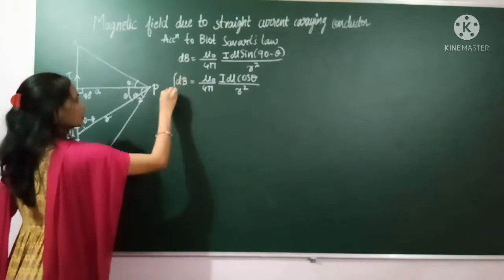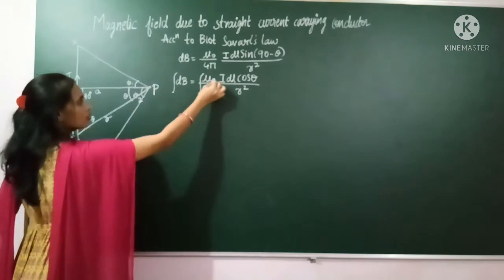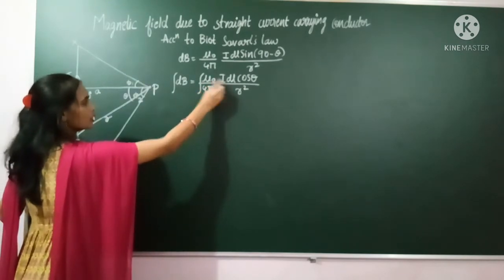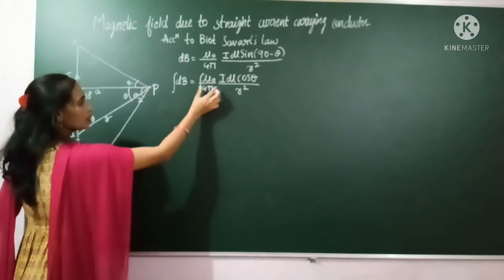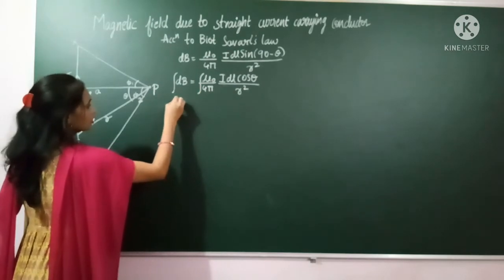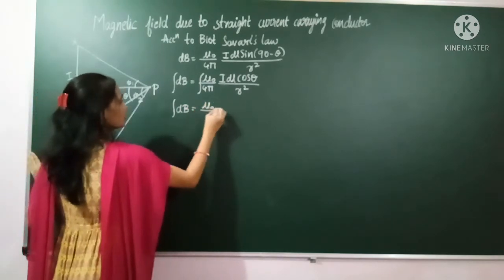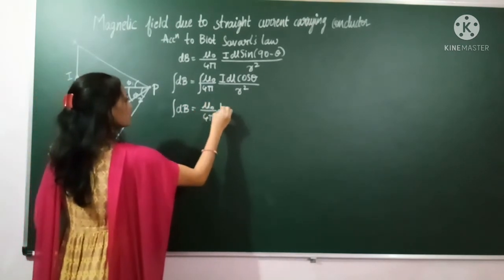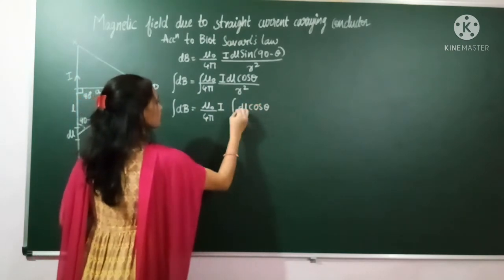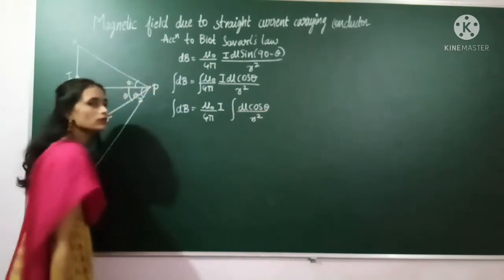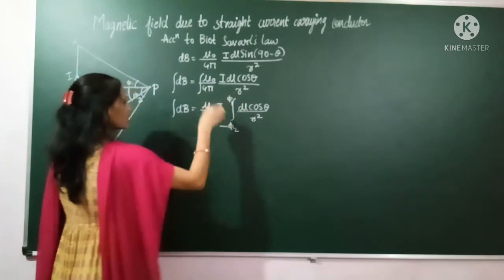So we will apply integration on both sides. Now when we are integrating, mu naught by 4 pi is constant and the current flowing in this wire is also constant. All these terms are constant, so we will write them outside the integration. So the integration of dB is equal to mu naught divided by 4 pi, I, integration of dl cos theta divided by r square. Now we will take the limits as minus phi 2 to plus phi 1. We are applying these limits.